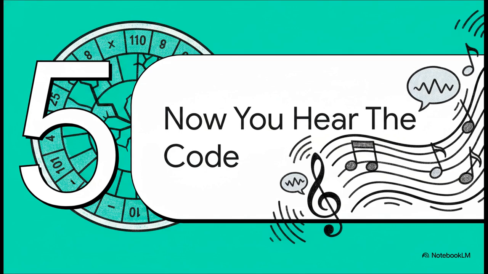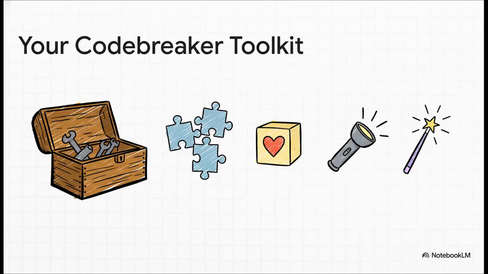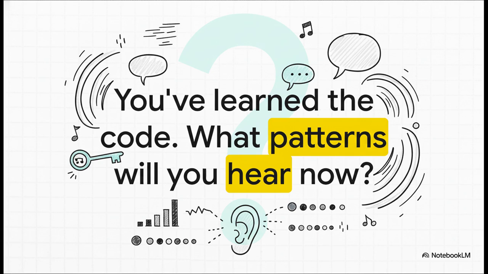So there you have it. The code is cracked. But knowing the rules is one thing. The real goal here is to start actually hearing this music, this rhythm, in the language all around you. And you've totally got the toolkit for it now. Words are just built from syllables. Every one of those syllables has a vowel at its core. Stress acts like a spotlight, and just by moving that spotlight around, you can perform linguistic magic and change a word's entire job.